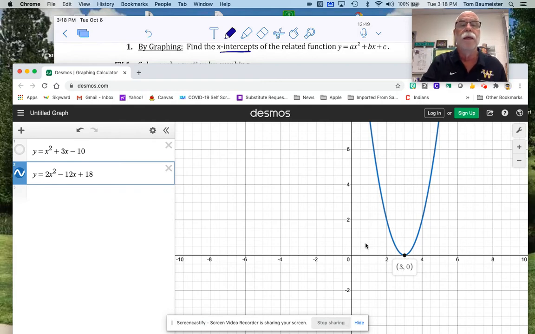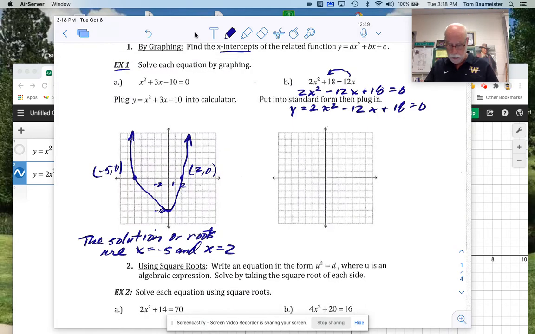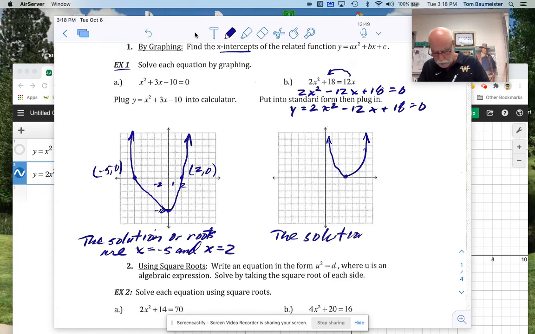So again, going back to this, I just told you our last one was at 3 and 0. And again, I know it's going to cross over there somewhere. And so on this one here, the solution or root is x is equal to 3. And that's only one. Okay.